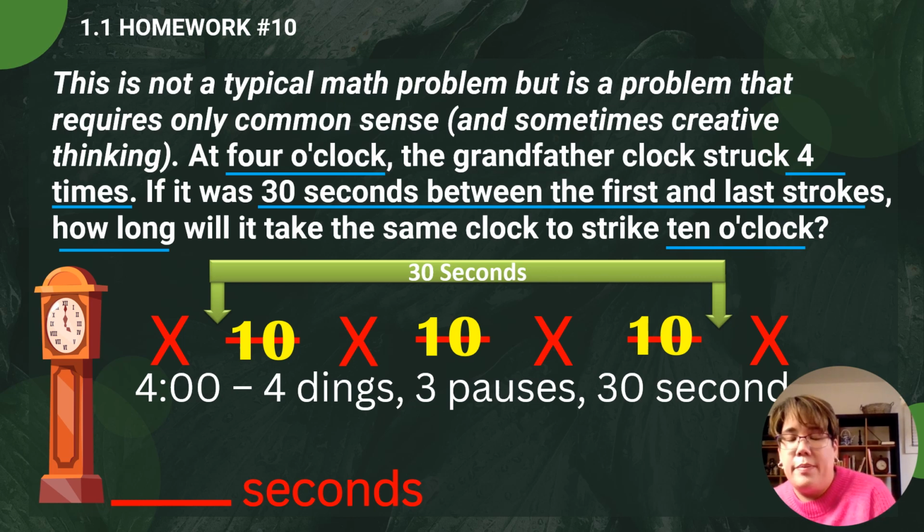So let's just wrap our minds around that. Does that make sense? That makes sense to me. 4 dings, 3 pauses. Makes sense. All right. So then it says the same clock, and we want to do 10 o'clock.